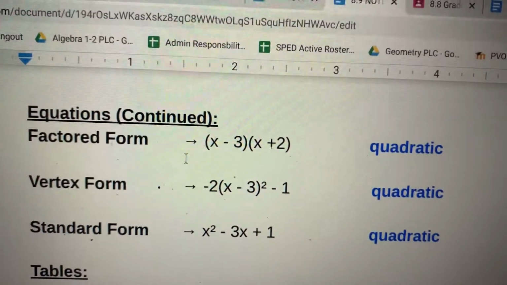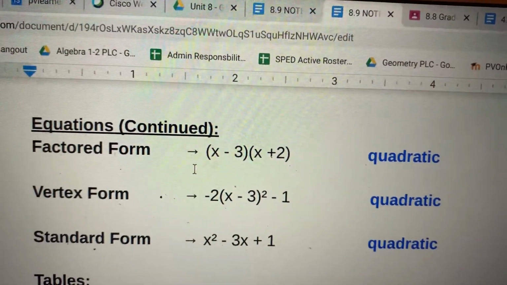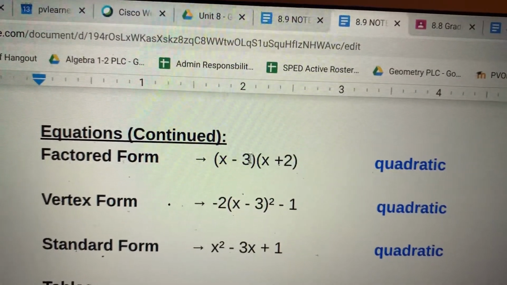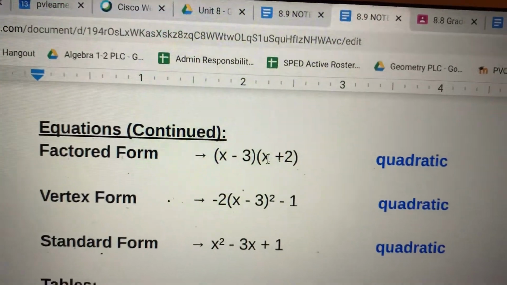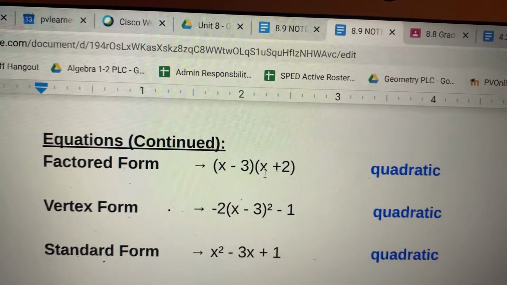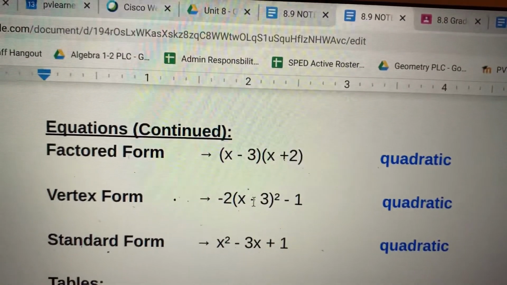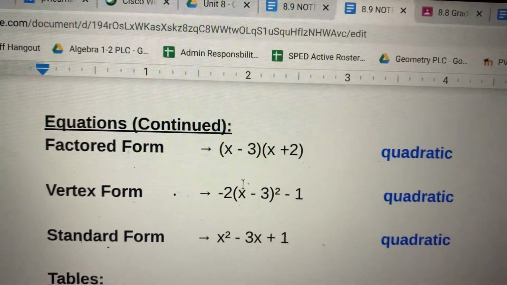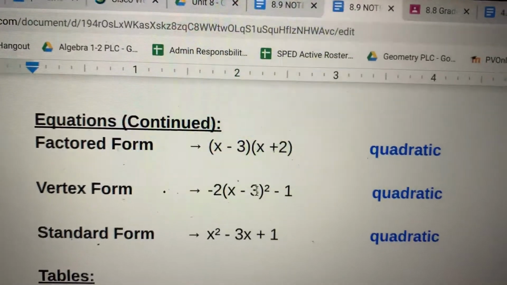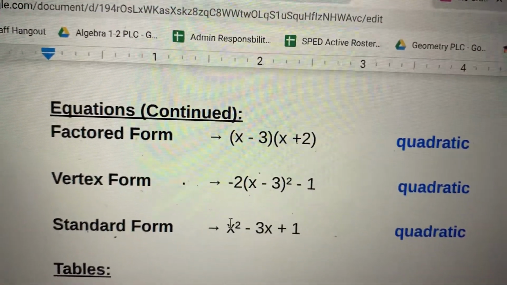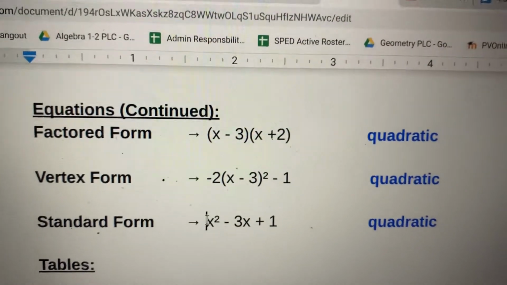So like I showed you in the definition of quadratic, this is going to be quadratic because it's in factored form. So if we were to multiply this, we would get x times x, which would give us x squared. If we were to take the exponent of 2 and distribute it to everything that's inside the parentheses, that would also give us x squared. And then here, obviously, it says x squared, so we know it's quadratic, okay?